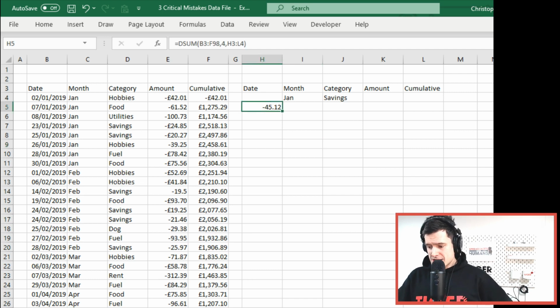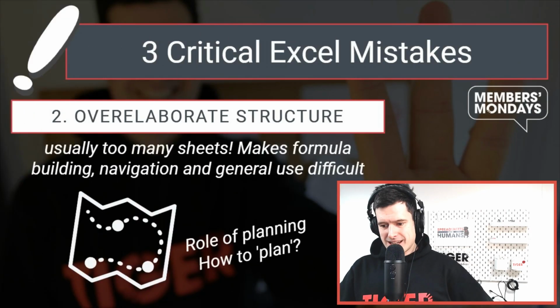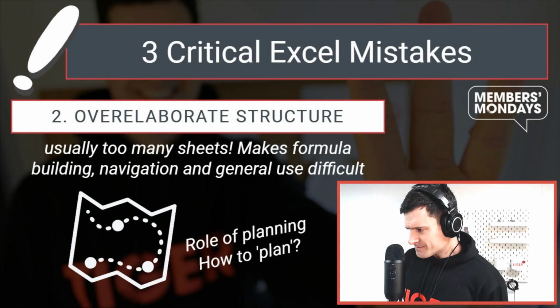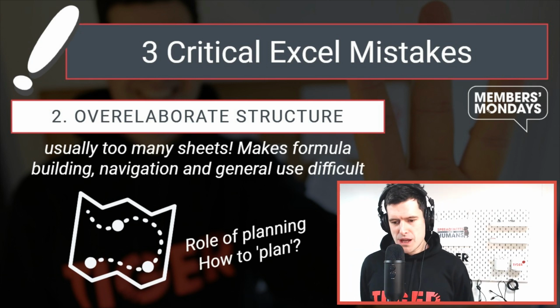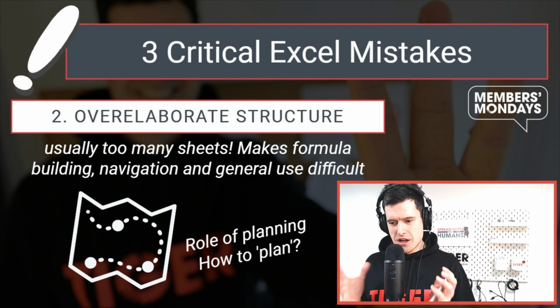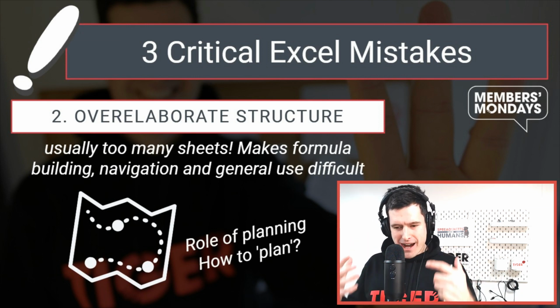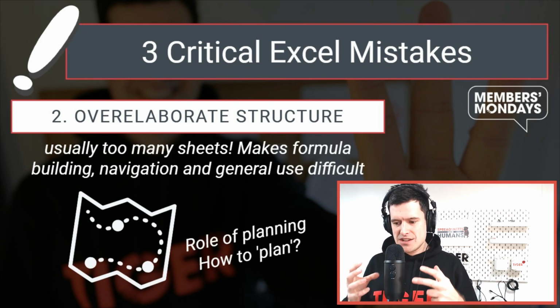Very good. So let's move on to critical mistake number 2, which is an over-elaborate structure. And what kind of mindset should we be assuming when we're doing Excel projects? Well, first, we've got to acknowledge that we need to assume a mindset. We need to be deliberate about what we're doing. We need to engage in some planning.